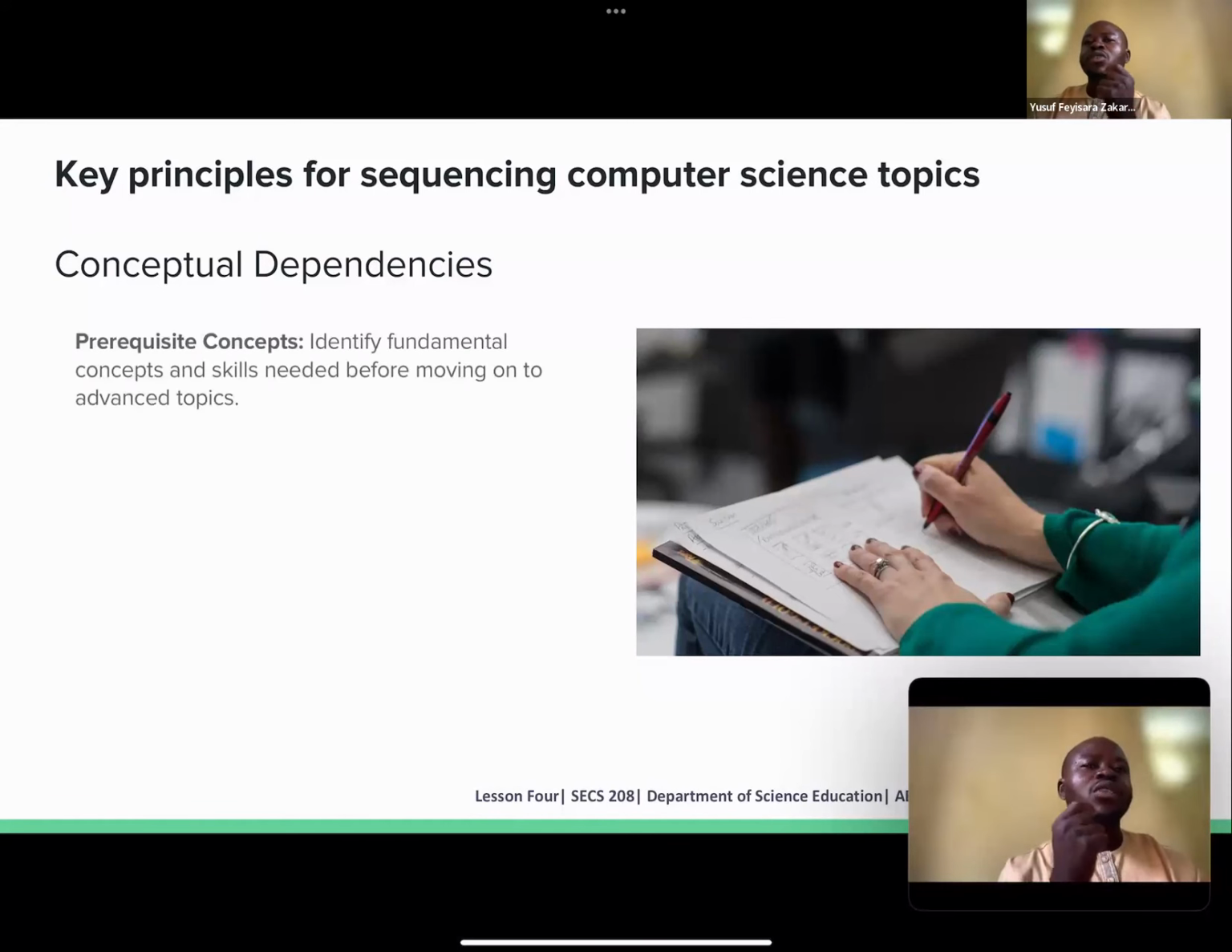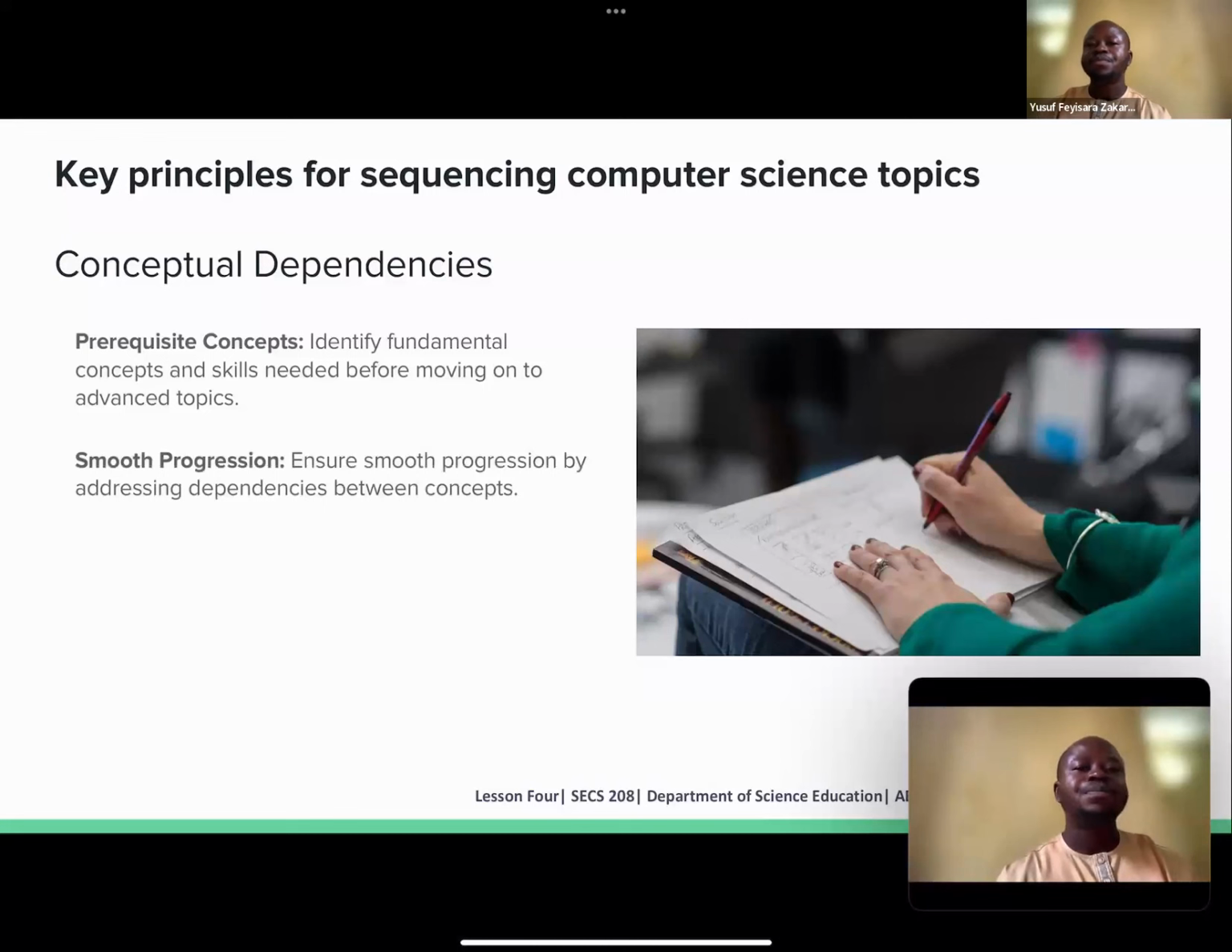The first one is conceptual dependency. These topics must be conceptually dependent. In fact, in most of the courses and programs in education, we don't have prerequisite courses. But I know in the Faculty of Science, they have some courses that are prerequisite to another, where you have to pass the prerequisite course before you move on to the next course. So this concept is very important to ensure conceptual dependency, and it also helps you to ensure smooth progression. If you deal with conceptual dependency very well, you'll be able to have a smooth progression along these contents.